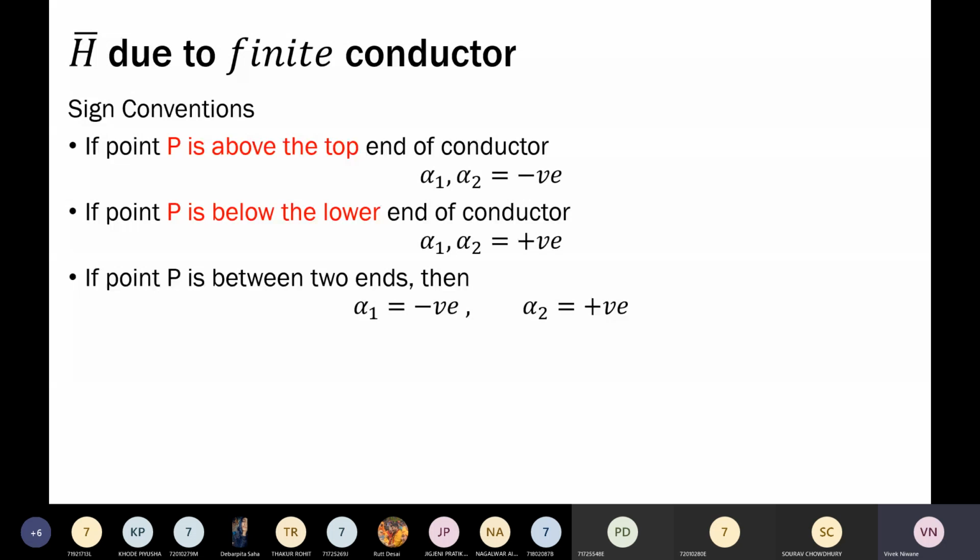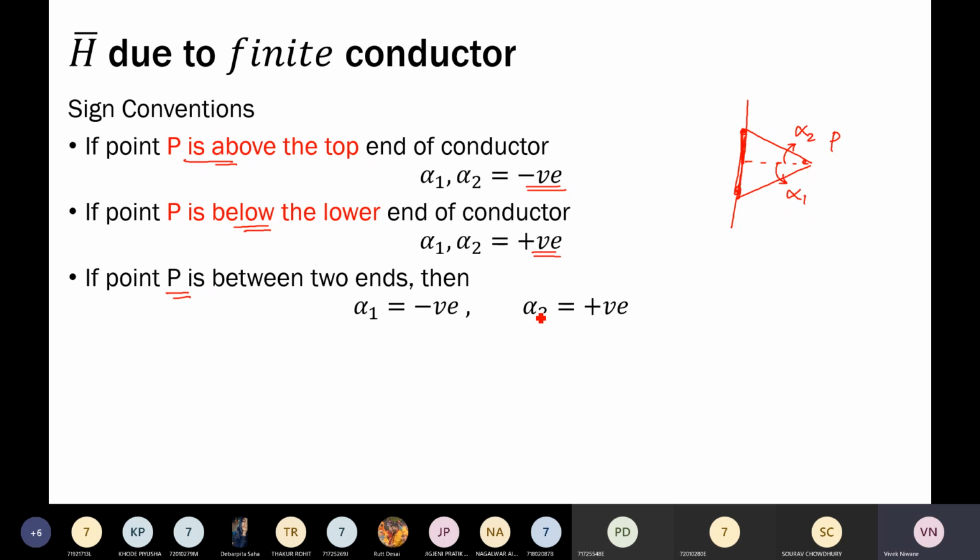So we do have some conventions here. If point P is above the top of the conductor, both the angles are negative. If P is below the end of the conductor, both the angles are positive. And if point P is in between the two ends of the conductor, we draw lines like this. This one is alpha 2 and this one is alpha 1. So alpha 1 is negative and alpha 2 is positive. These conventions are very important.